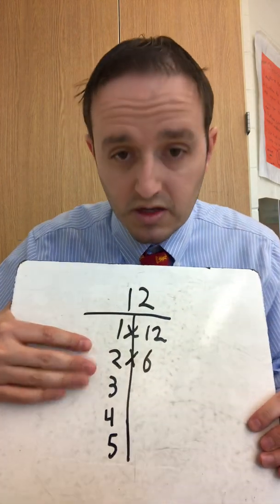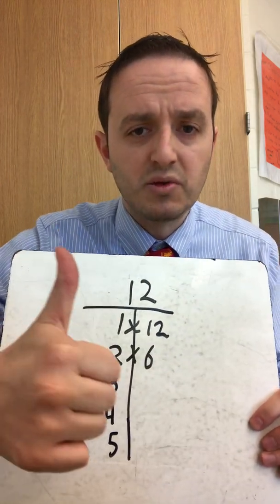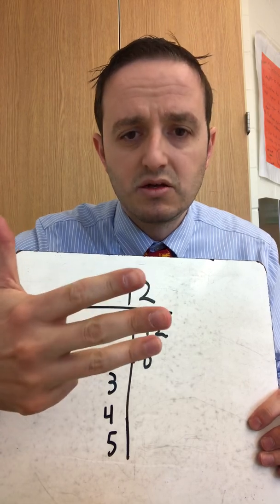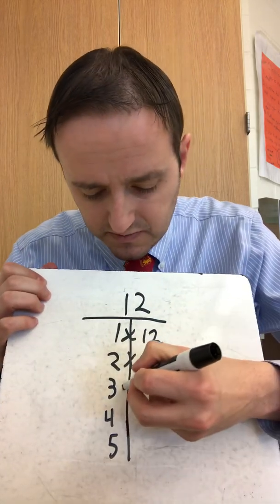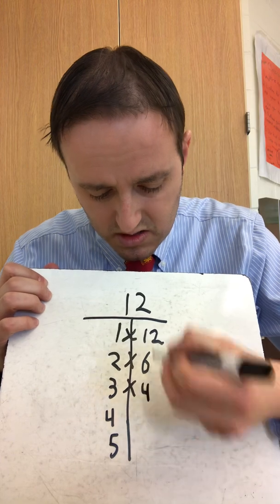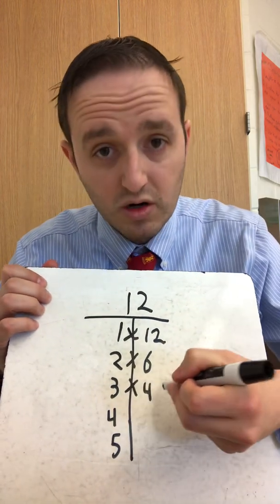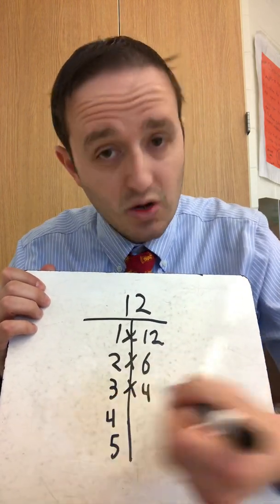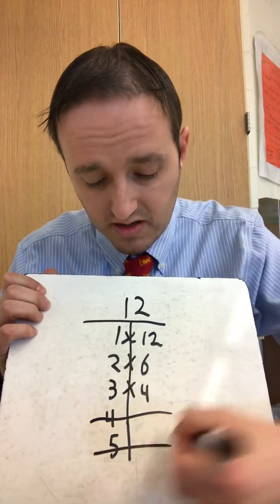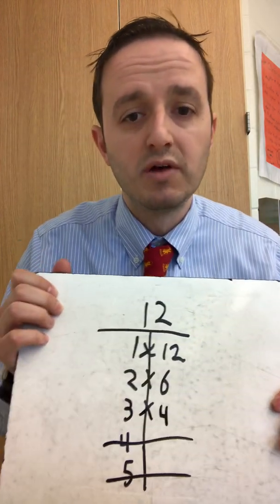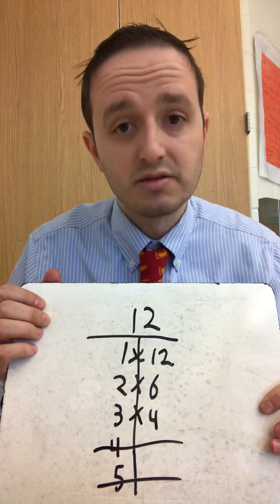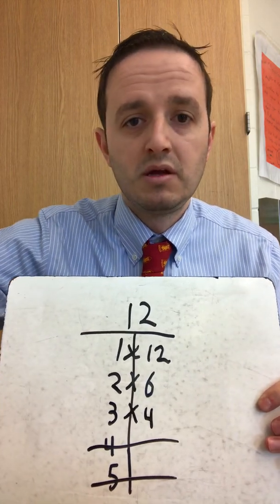Okay. 3, let's see here. 3, 6, 9, 12. So I know that 3 times 4 equals 12. Now, because I've used my 4 on this side over here, I know there are no more factor pairs, so I'm done. So my factors for 12 are 1 and 12, 2 and 6, and 3 and 4. All right, let's try another one.